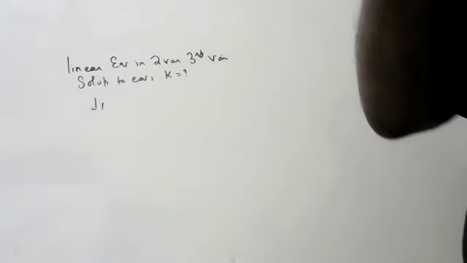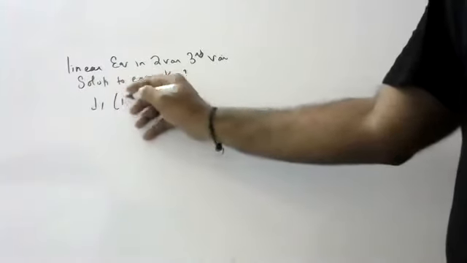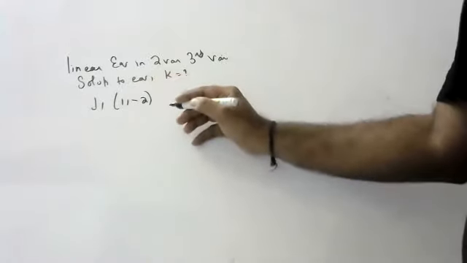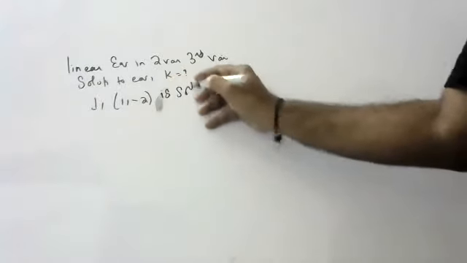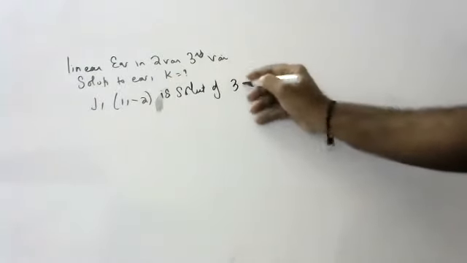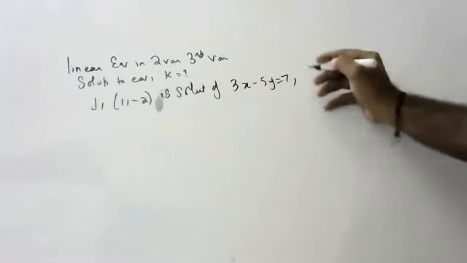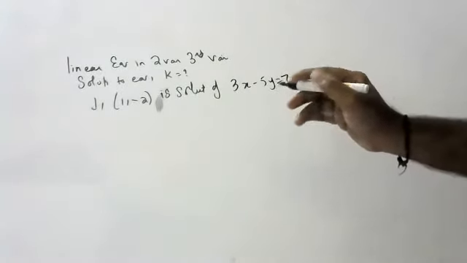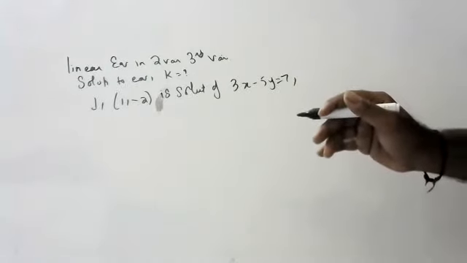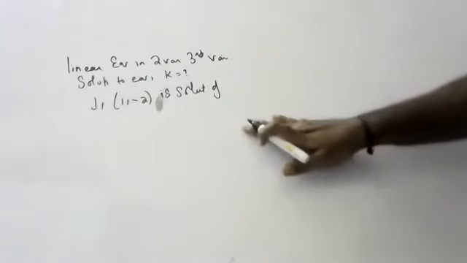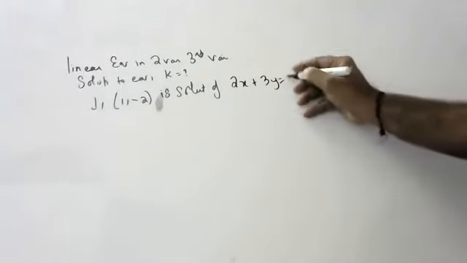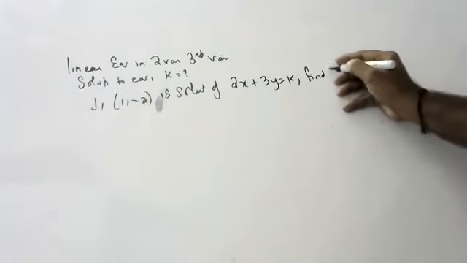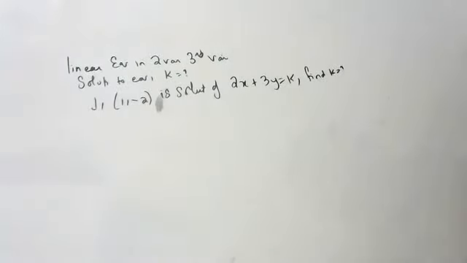First sum is given like this. 1 comma minus 2 is a solution of 2x plus 3y is equal to k. The question is find k. Okay, children, we have to find out this one.